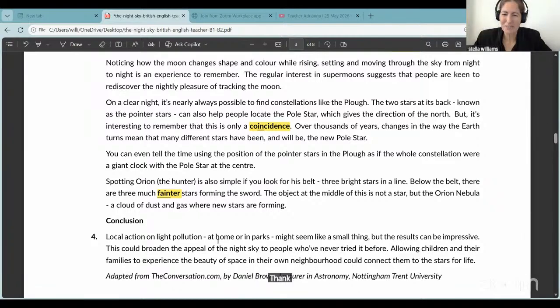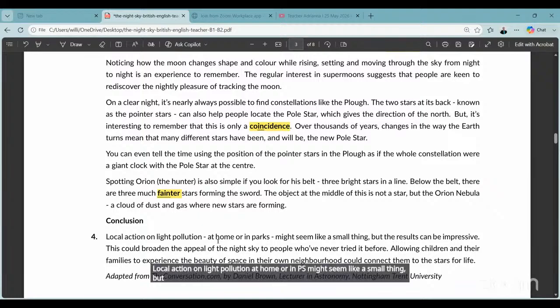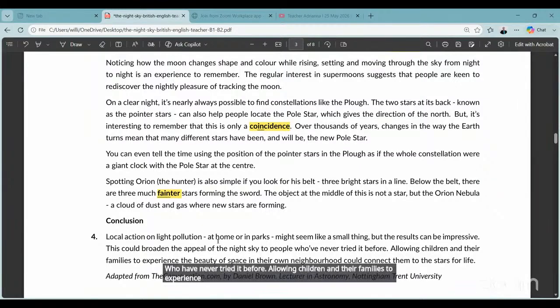Conclusion. A local action on light pollution at home or in pairs might seem like a small thing, but the result can be impressive. This could broaden the appeal of the night sky to people who have never tried it before, allowing children and their families to experience the beauty of space in their own neighborhood, connect them to the stars for life.